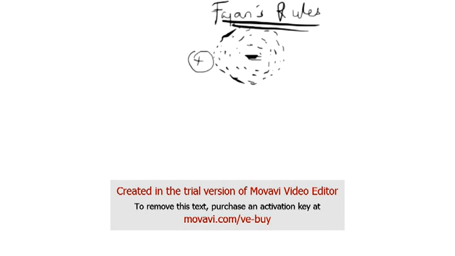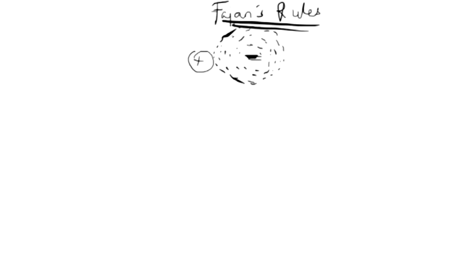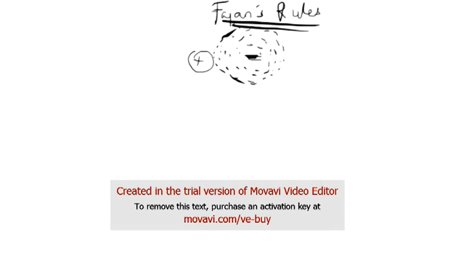Now, it was Fajan who for the first time studied the covalency of all ionic solids, and he suggested a set of rules by which one can very easily know which of the ionic solids may have more covalency in it and which may have a little lower covalency. So let us understand these rules one by one.